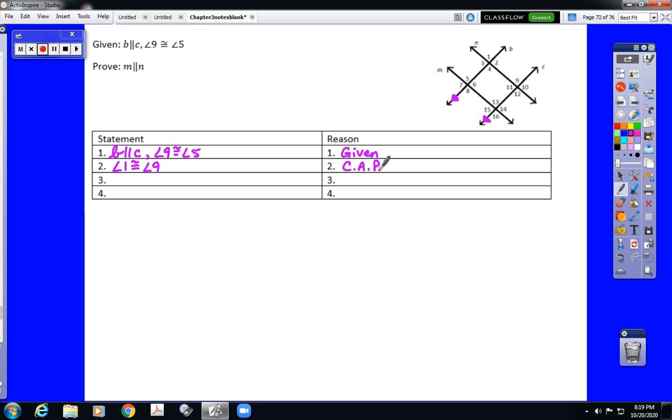Now once we do that, our algebra brain should kick in and go, wait, I've got 2 different congruent statements. Angle 1 is congruent to angle 9, angle 9 is congruent to angle 5. We should immediately know that if 1 is congruent to 9 and 9 is congruent to 5, then 1 has to be congruent to angle 5 by the transitive property.